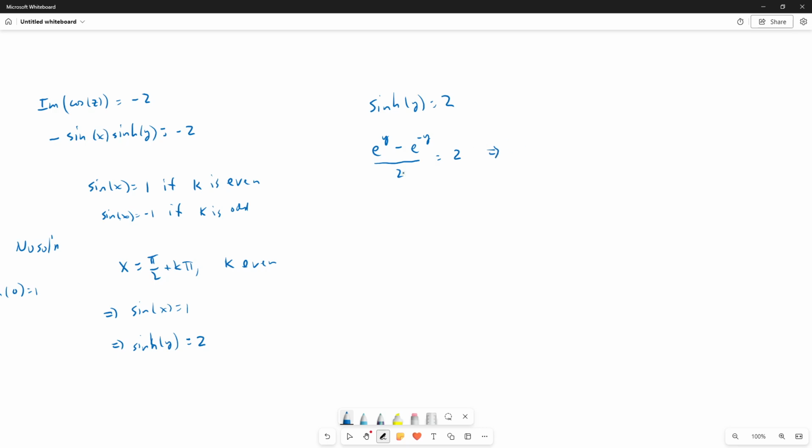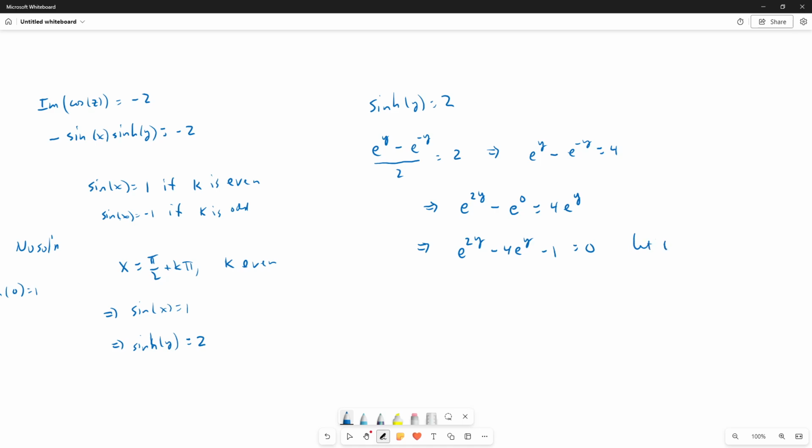Solve for y, multiply both sides by 2. e to the y minus e to the negative y is equal to 4. Now multiply both sides by e to the y. e to the y times itself, you add the exponents, y plus y. e to the y times e to the negative y, you add the exponents, you get e to the 0, which is 1. And then 4 e to the y. So this is e to the 2y minus 4 e to the y minus 1 is equal to 0.